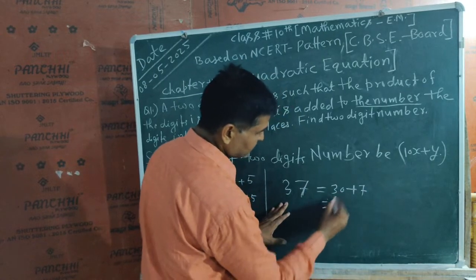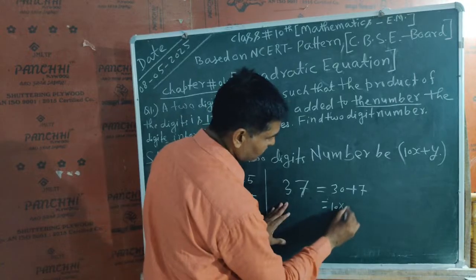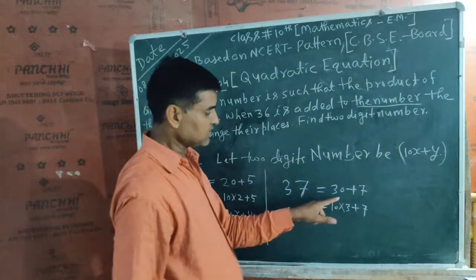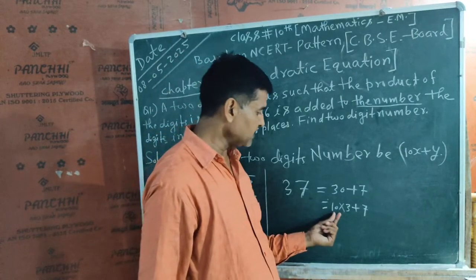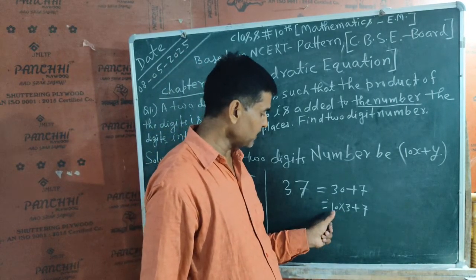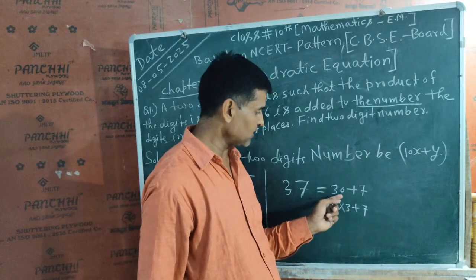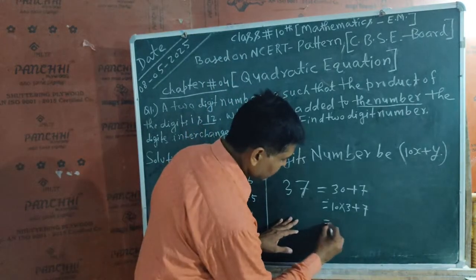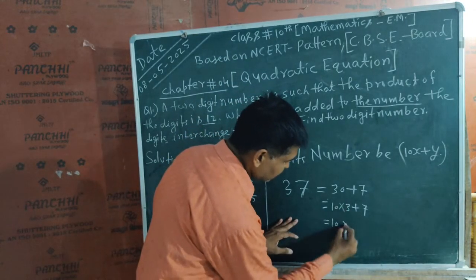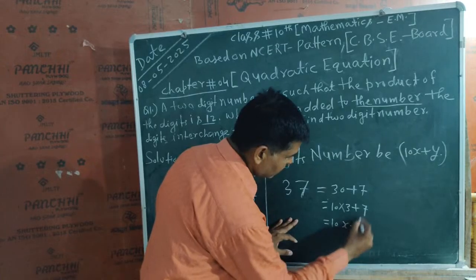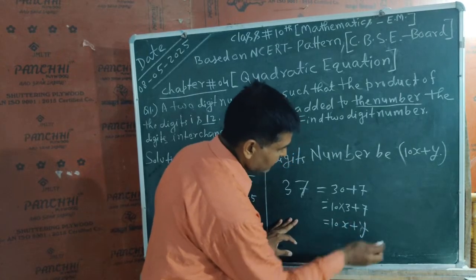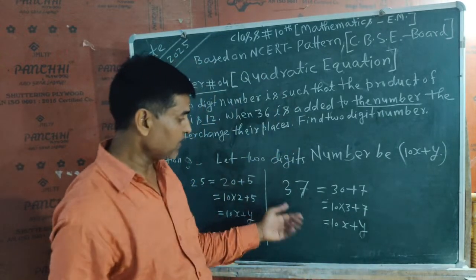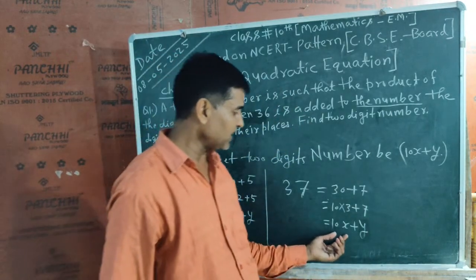So in the place of 30 you can write 10 into 3 plus 7, because this 30 can be written as 10 into 3. If I multiply 10 into 3, that will be 30, and 30 plus 7 will be 37. So in the place of 10 I am writing 10, in the place of 3 I am writing x, and in the place of 7 I am writing y. So any 2-digit number I can write in the form of 10x plus y.